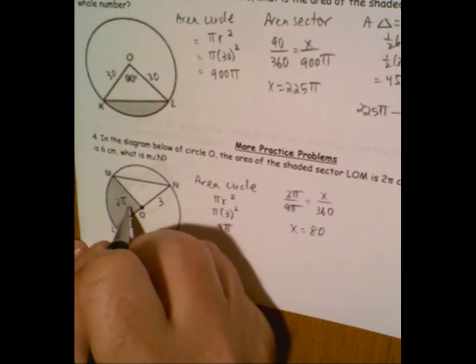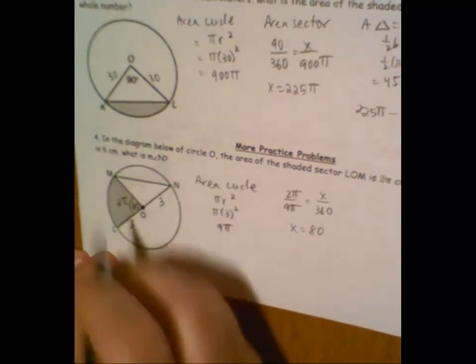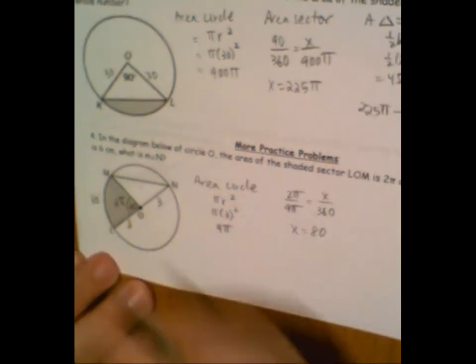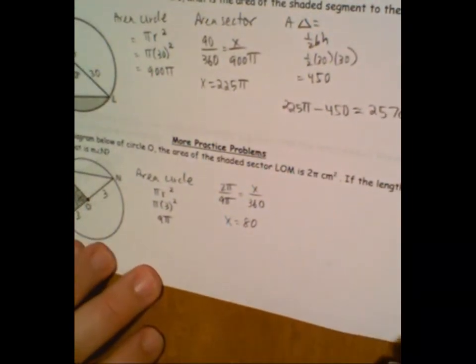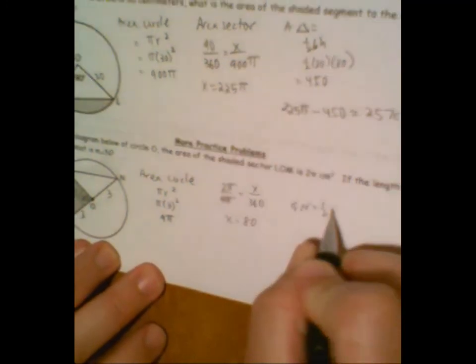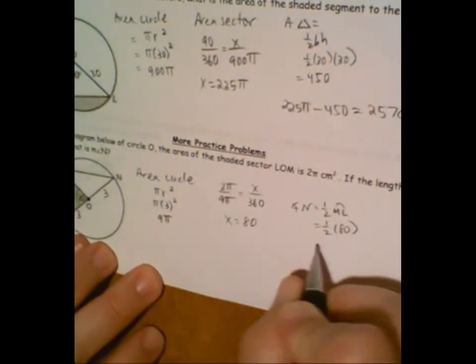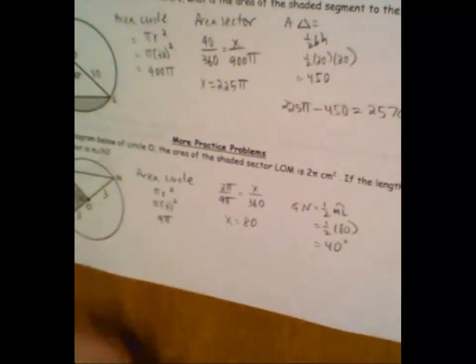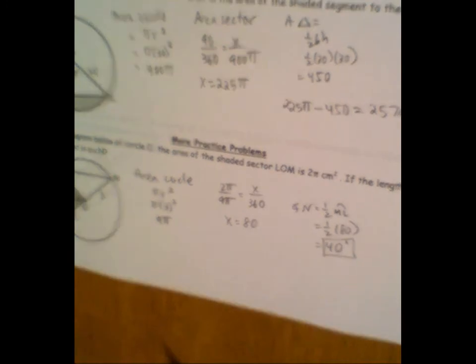So the central angle right here is 80. If the central angle here is 80, then the arc is 80. Central angle is the same as the arc, and angle N is an inscribed angle. An inscribed angle is half the arc, so angle N is 1/2 of arc ML, is 1/2 of 80, is 40. That was the answer to that one.